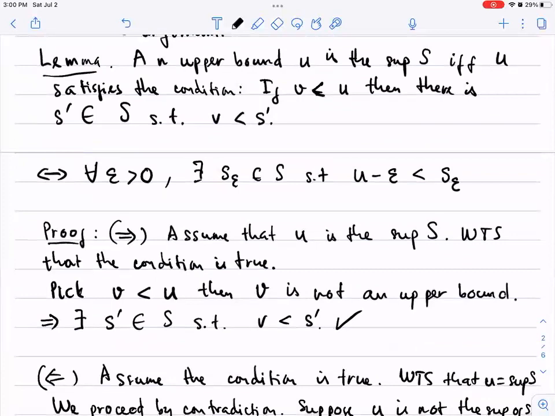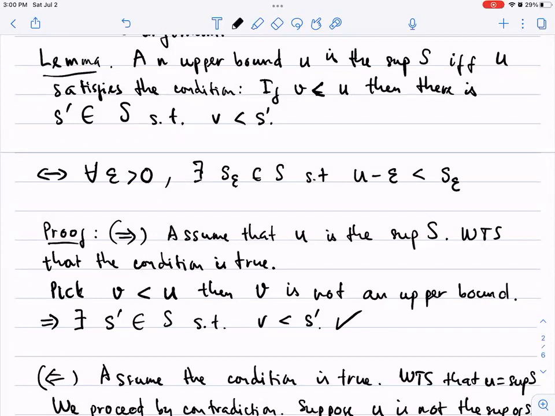The proof of this lemma goes as follows. Again, I would like to give a proof to illustrate how we apply the definition of this new notion of infimum and supremum of a set in order to deduce further statements about this notion.